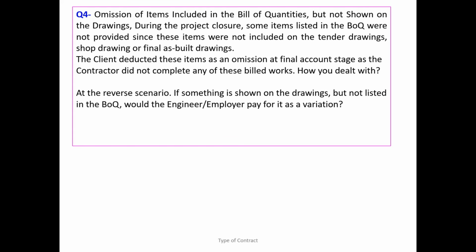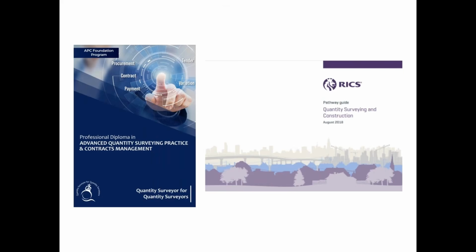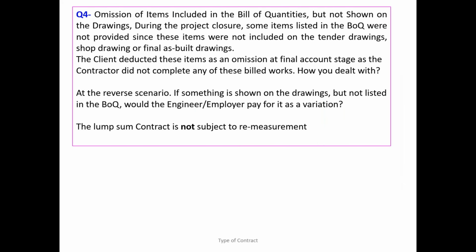The other way, the lump sum contract is not subject to remeasure. Do you understand? So now what we understood, the lump sum contract is not subject to remeasure. The total scope of work and the total price is defined. Therefore, the rate is sometimes challengeable in the contract. Now let's go back.